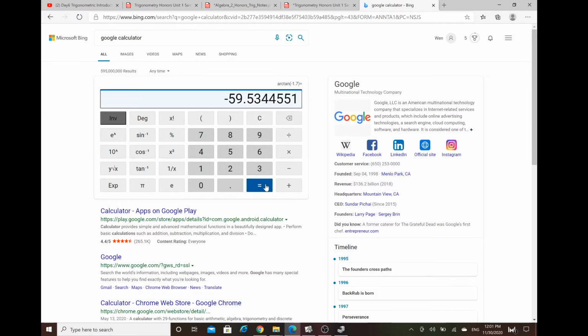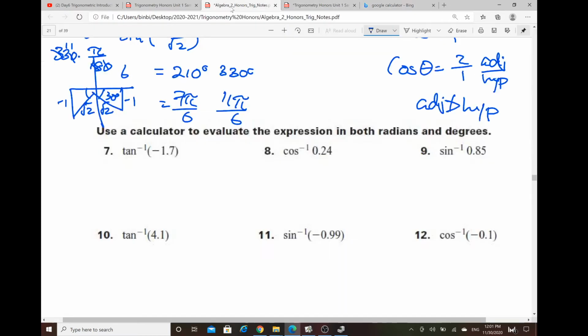In terms of degree, that would be negative 59.53. So round it up, so negative 60 degrees. Well, the reason why it's negative is because that is going to quadrant 4. So negative 60 degrees, in both radians and degrees. So in radian, that'd be negative pi over 3. Right.